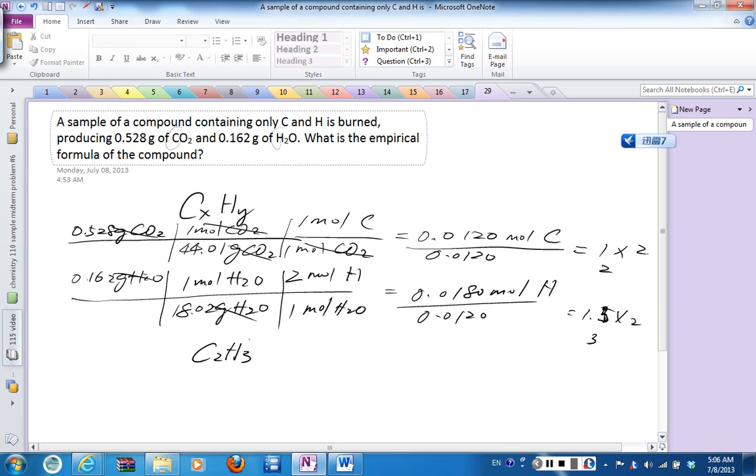The compound would have an empirical formula of C2H3. That would be the correct answer. Now, whether we're dealing with the amount of an element inside a compound, or if we're dealing with a combustion product, the idea is the same. We need moles of each individual element inside a compound to get the empirical formula.